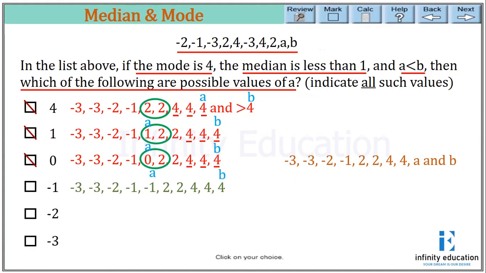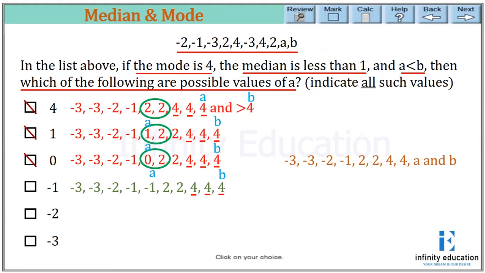Now if I take A as -1, now the data set will look like this: -3, -3, -2, -1, -1, 2, 2, 4, 4, 4. Because if I take A as -1, B I must take as 4 to satisfy the condition mode is 4.